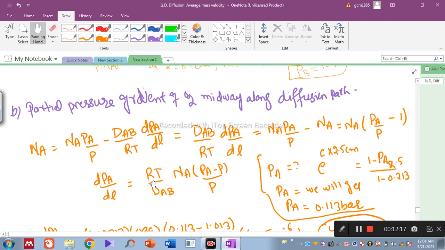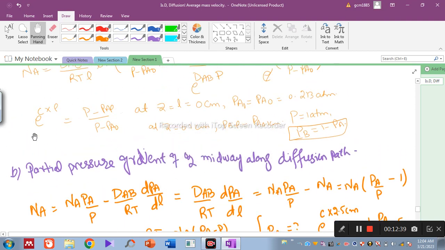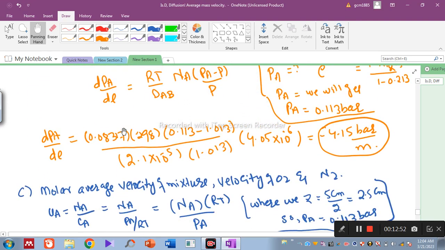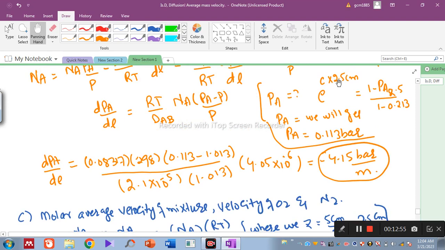This is given to us, this is given to us, this is given to us, and this is obtained in part number 1. And P is given as 1 atm. So how can we obtain the PA value? The PA value will be obtained at the middle of the diffusion path, from this relation. Here, in place of L, we put L divided by 2, which is the middle of the diffusion path, equal to 2.5 centimeter. So we will get PA in the middle of the diffusion path, which is 2.5 centimeter.